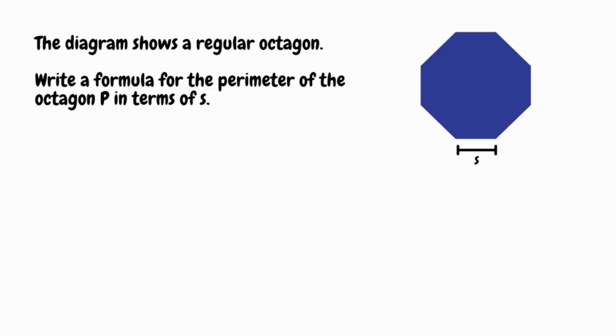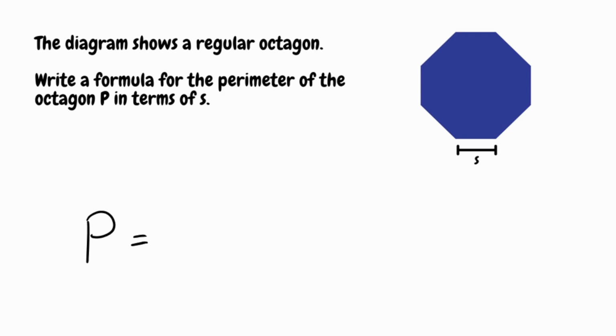Okay, for this next question, we've got the diagram shows a regular octagon. Write a formula for the perimeter of the octagon P in terms of s. So we know the subject of our formula is going to be P, and that represents the perimeter of this shape. So now we have to figure out what comes next.